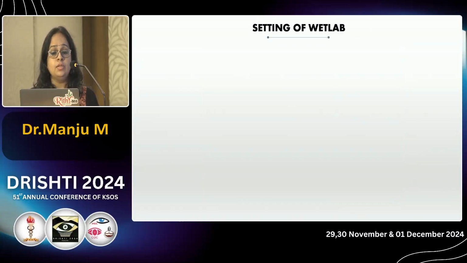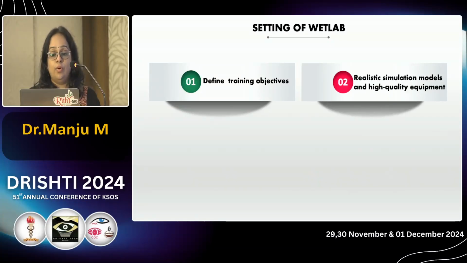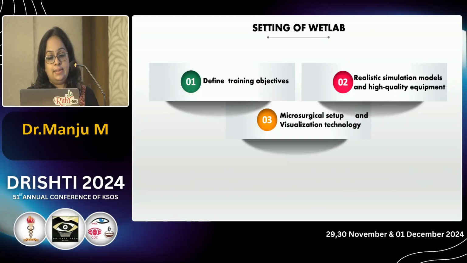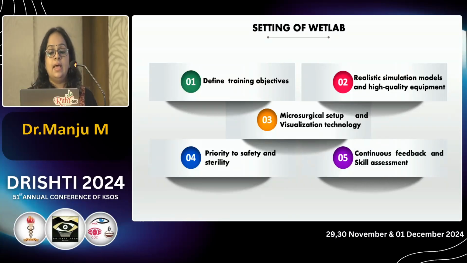So these are the steps for setting up a wet lab. You should have defined training objectives, like what surgeries you are planning, like phaco, trab, or any other surgeries, or whether it is retinal surgeries, what all you need in this wet lab. Realistic simulation models if possible, and high quality equipment, microsurgical setups and visualization technologies, audiovisual if possible. Always give priority to safety and sterility, and continuous feedback and skill assessment is also needed.